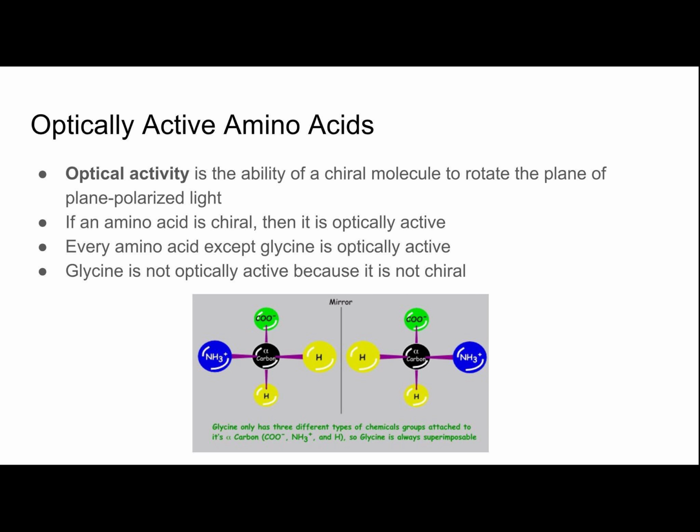And so basically, what we really want to determine is whether or not an amino acid is optically active. So if an amino acid is chiral, then it's optically active. And so actually every single amino acid except for glycine is optically active. And so glycine is not optically active because it's not chiral. So as you can see here, it has 2 of the same chemical groups attached to the center carbon. And so it's always going to end up being superimposable. So because of that, it's not going to ever be chiral, and so it's not going to be optically active.